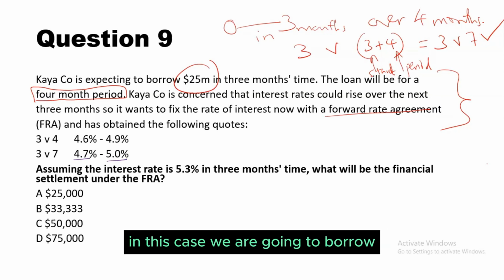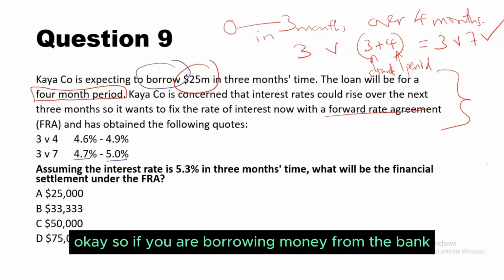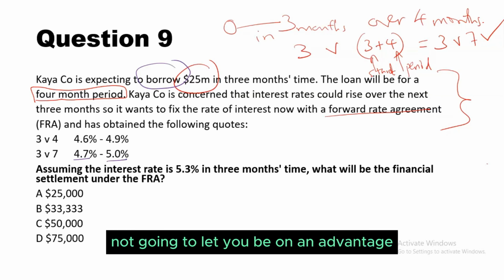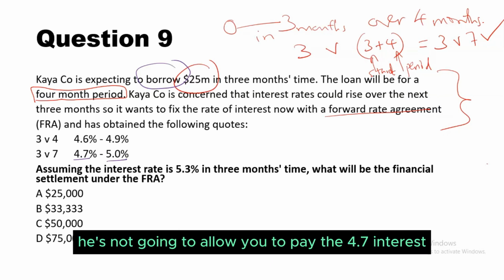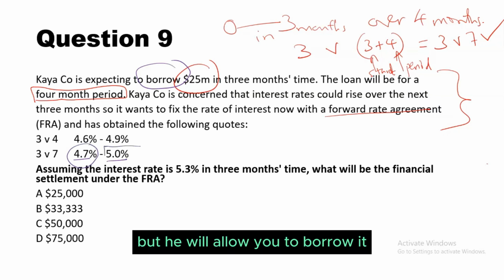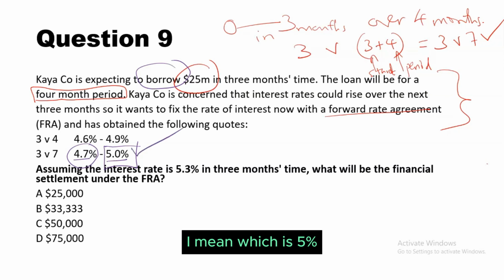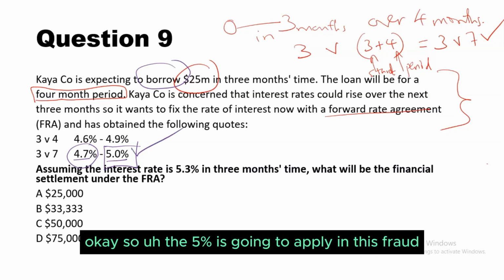In this case, we are going to borrow. Okay, so if you are borrowing money from the bank, obviously the bank is not going to let you be at an advantage. Okay, he wants you to pay more interest. So he's not going to allow you to pay the 4.7 interest, but he will allow you to borrow at the higher percentage. So we are going to use the higher percentage, which is 5%. Okay, so the 5% is going to apply in this FRA.